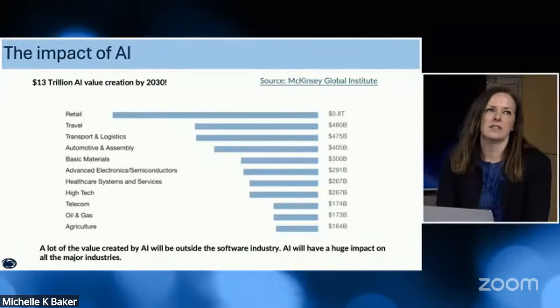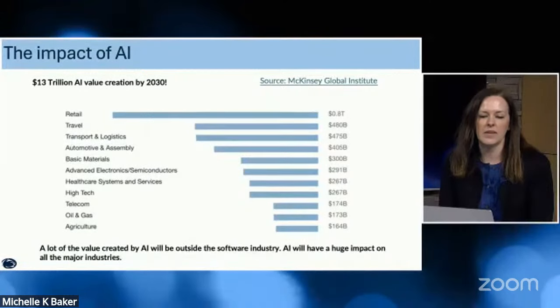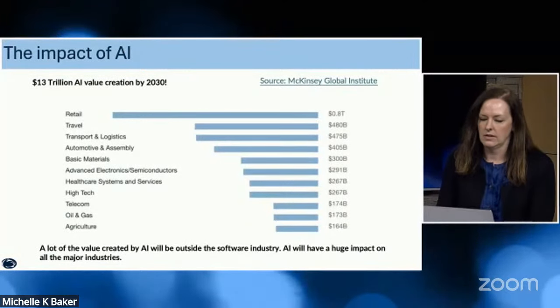So the impact of AI, we're not entirely sure yet, but there are a lot of predictions. One of them is that there's a $13 trillion AI value creation by 2030. A lot of the value created by AI will be outside the software industry, which is the one being hit the hardest. Incidentally, I'll talk about that in a second. But we suspect AI will have a huge impact on all major industries.